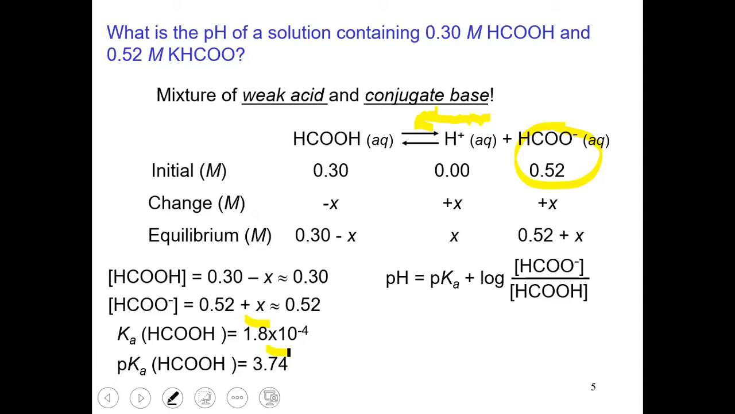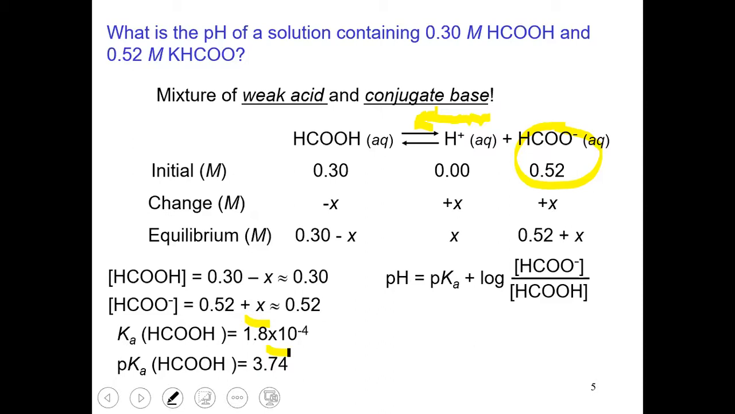Okay, again, reviewing. The point here is that we don't start with the conjugate base at 0 molar. It starts at some kind of value. We apply the Henderson-Hasselbalch equation. We assume that the changes in molarities are negligible. We calculate pK. We may have to look up the K of this acid. And now we're going to put the numbers in.